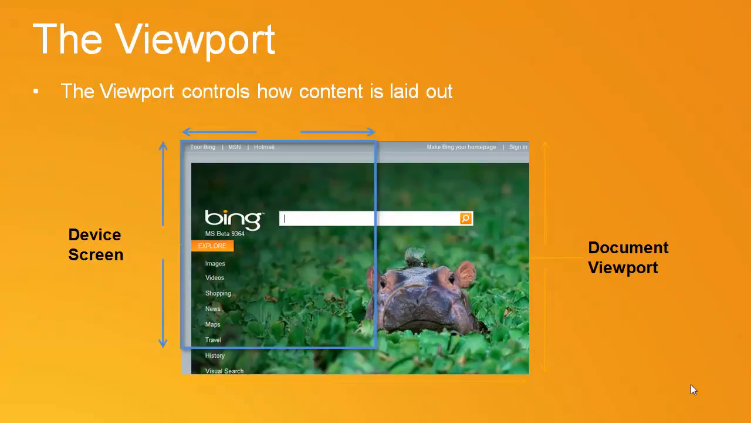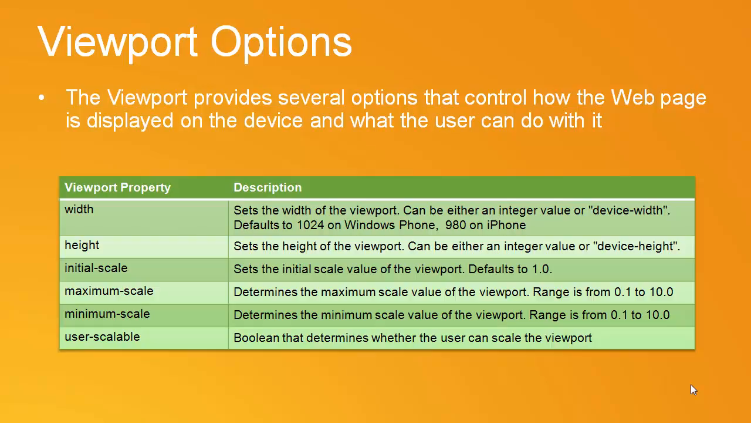For those things, we have the viewport, which is a meta tag that you can use on your pages to define where the content should go or where the focus should go. The viewport controls how content is laid out. So you have the screen device, and then you have the document viewport, and you can say, pan out to get the best experience on the user's client device. The viewport provides several options that control how the web page is displayed and what the users can do with it, and that's very important.